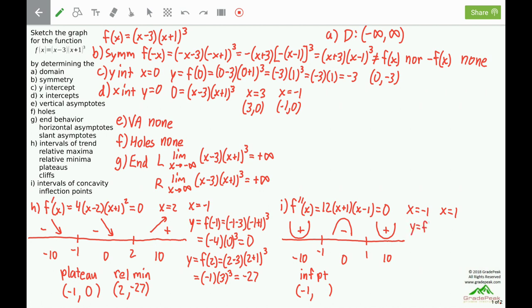So y equals f of negative 1. Which will be negative 1 minus 3 times negative 1 plus 1 quantity cubed. Negative 1 minus 3 is negative 4. Negative 1 plus 1 is 0 cubed. 0 cubed is 0 times negative 4 will be 0. It has a corresponding y coordinate of 0.